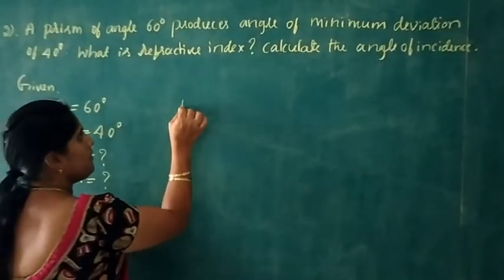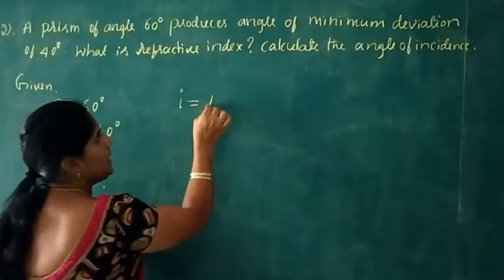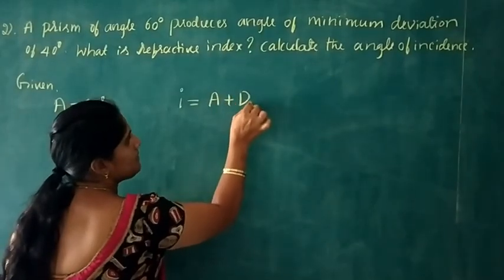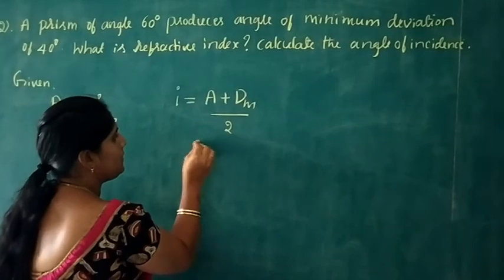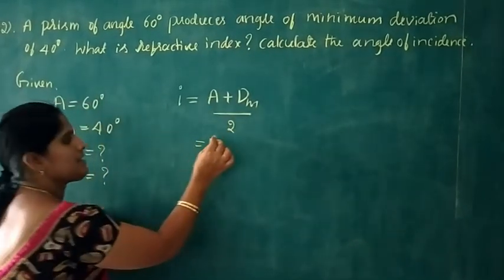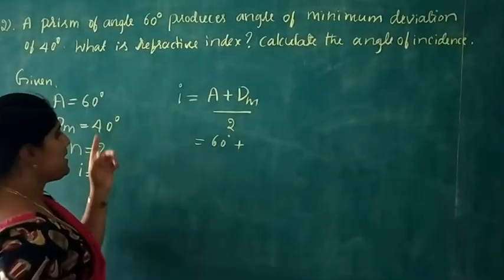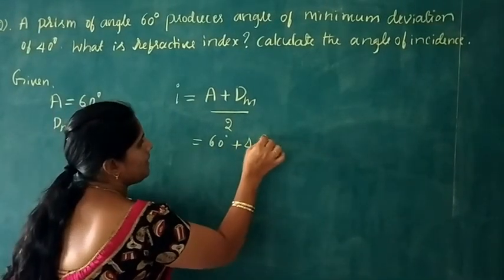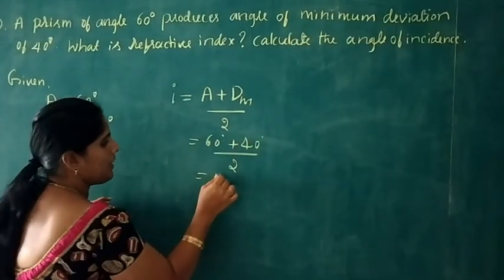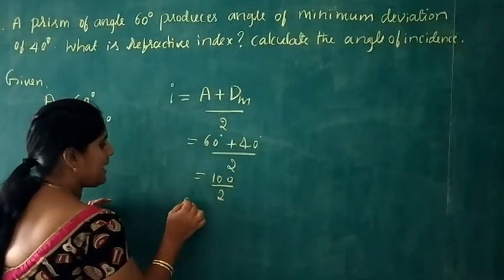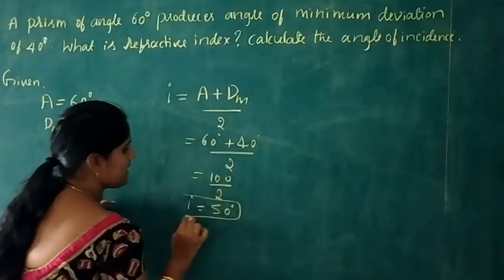What is the formula for the angle of incidence? That is i is equal to (A plus dm) by 2. Here A is 60 degree plus dm is 40, divided by 2. 60 plus 40 is 100, and 100 by 2 is 50. So you get the angle of incidence as 50 degree. This is the angle of incidence.